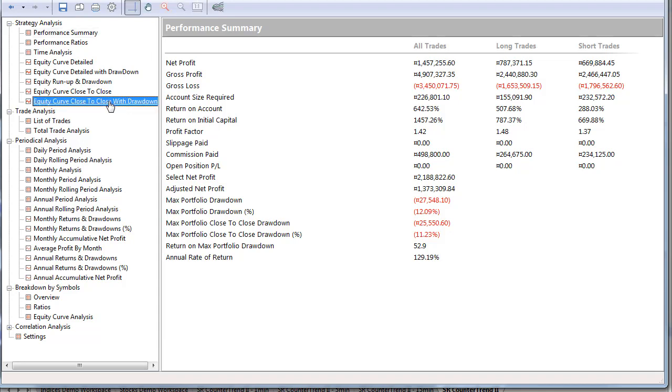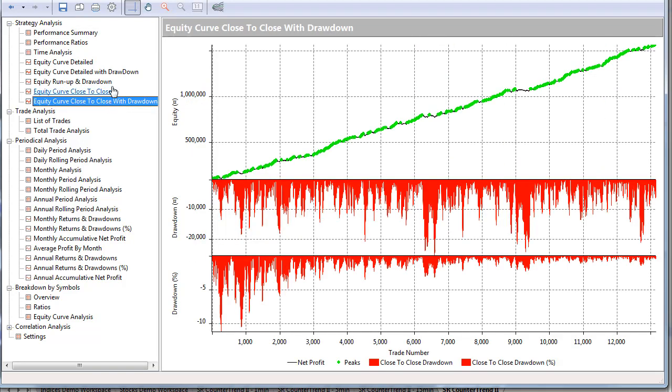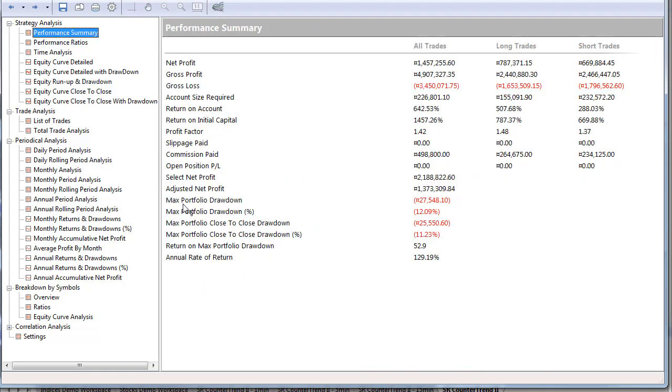So here's the equity curve with the drawdown. And so what is the max drawdown? 27,548.10 on a closed trade basis, 25,550. And the margin for all these markets, if traded all at the same time based on day trade margin, is about 65,000. So you could actually trade this $1 million portfolio with 100K.